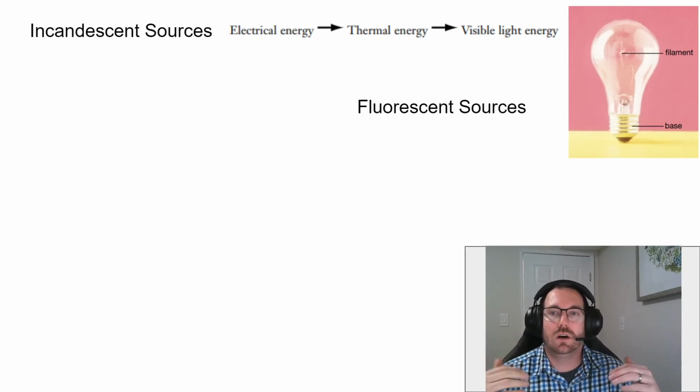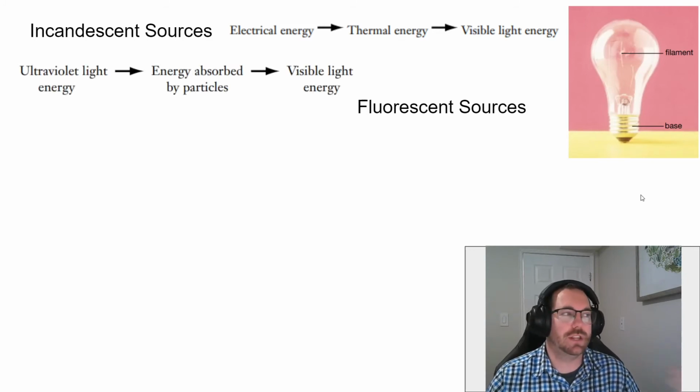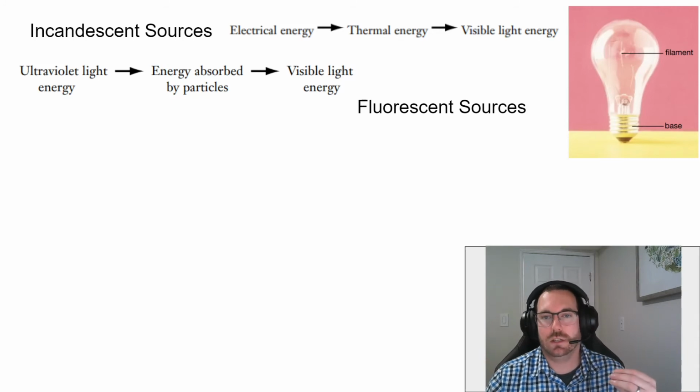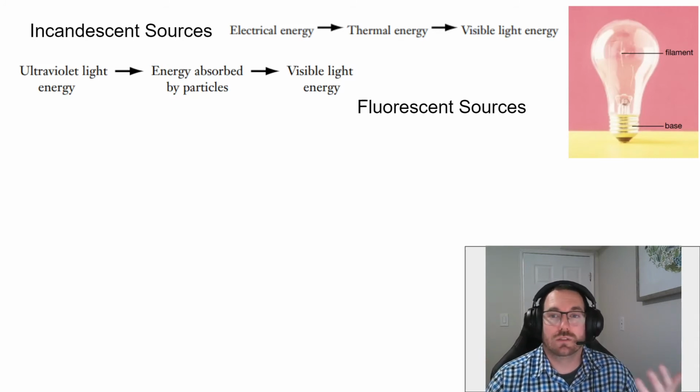This glow is called fluorescence. And we can kind of summarize that energy transformation in this way. We go from ultraviolet light energy to energy absorbed by different particles to finally visible light energy. A fluorescent source of light makes use of this energy transformation process.